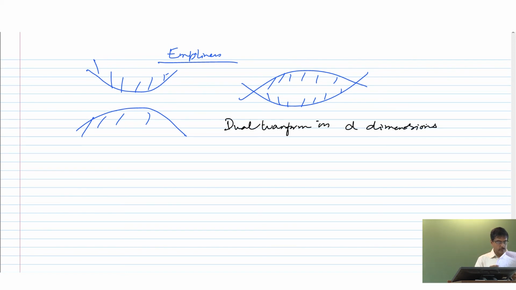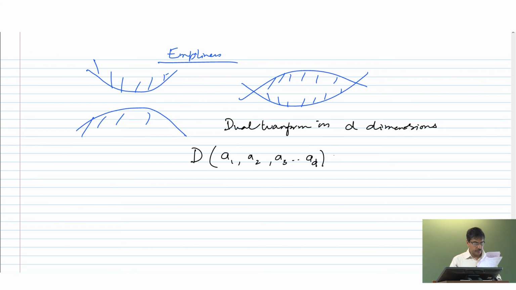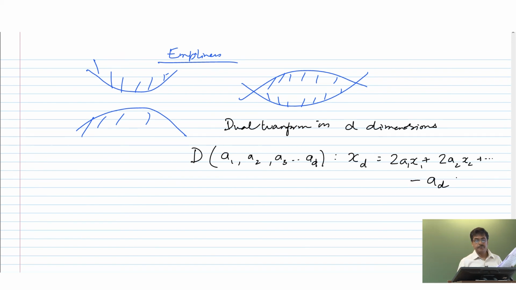Okay. So, d of A1, A2, A3, AD is XD equal to 2x1. This is the dual transform in the dimension D, right? And of course, the inverse is also defined like that. You halve everything and take the negative of that, right? So let me stop here.